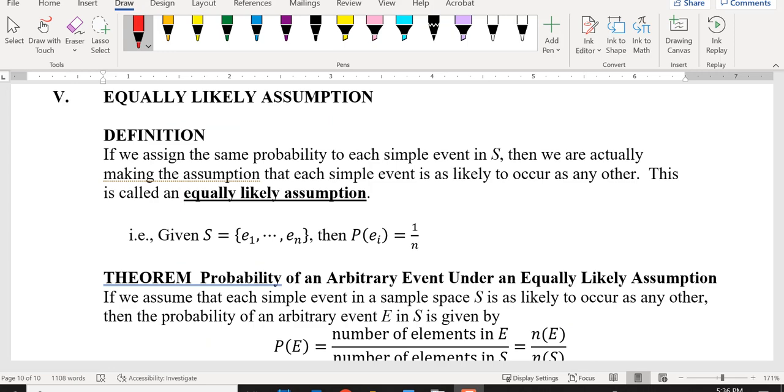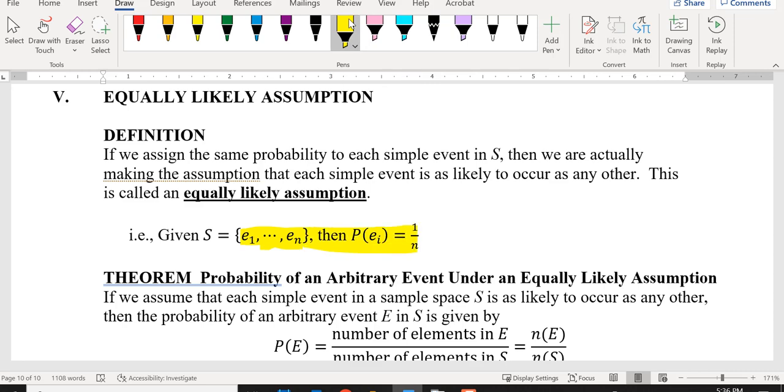An equally likely assumption. Definition: if we assign the same probability to each simple event in the sample space, then we are actually making the assumption that each simple event is as likely to occur as any other. This is called an equally likely assumption, and we've already seen that up above. If we have n events in our sample space, then the probability of an event is going to be 1 out of n.